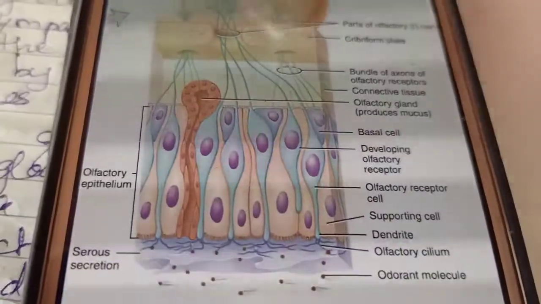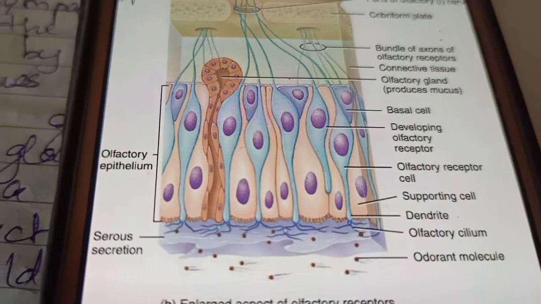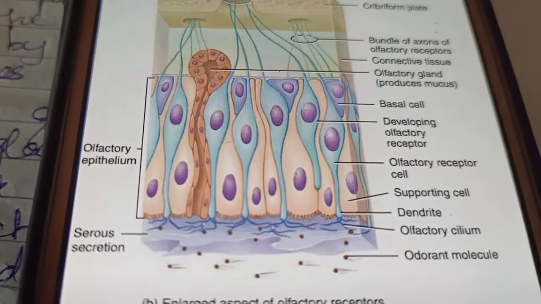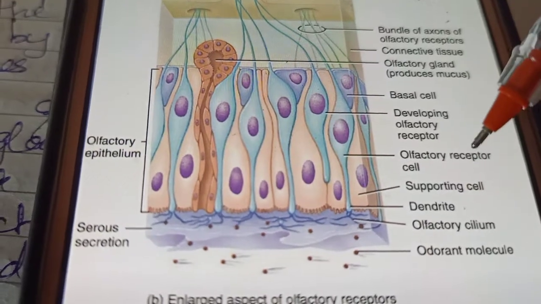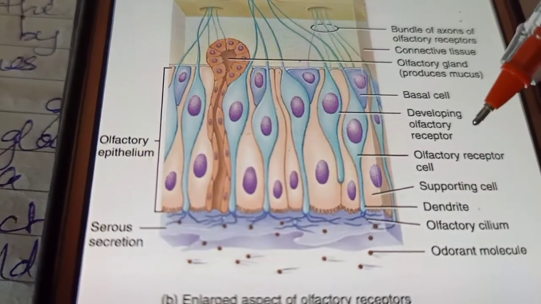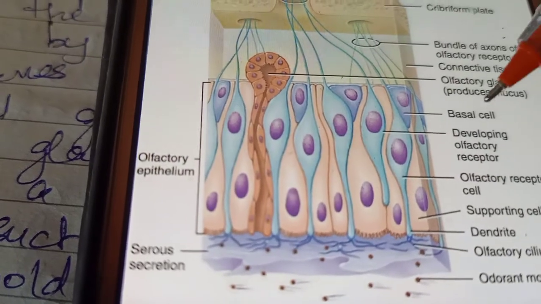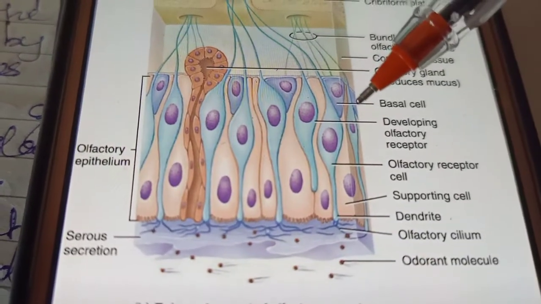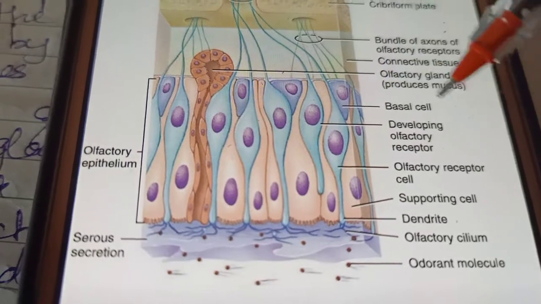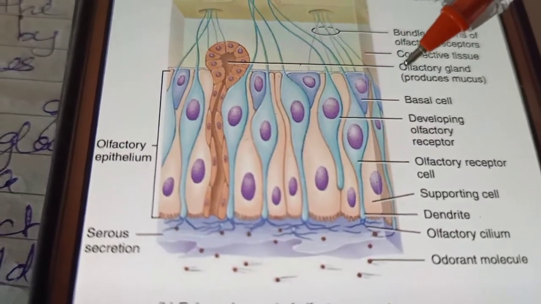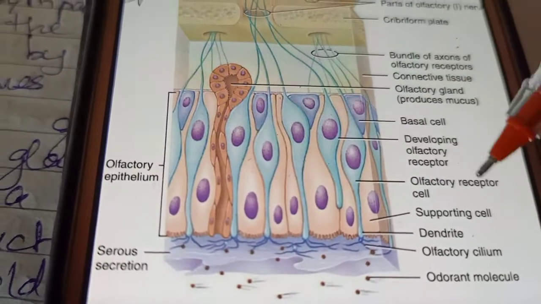As you all know, the mature neurons are generally not replaced, but the olfactory receptor cells are neurons which are replaced. As you know, other neurons are not replaced, but these are the neurons which are replaced. So this is a very, very important landmark.